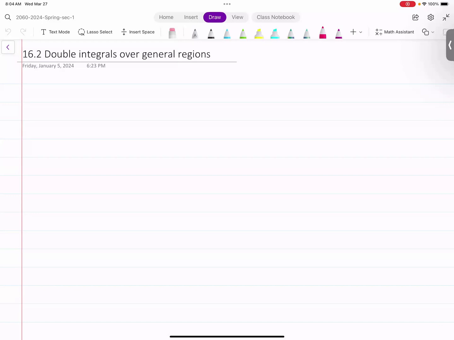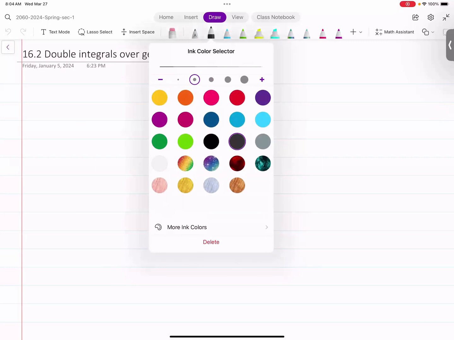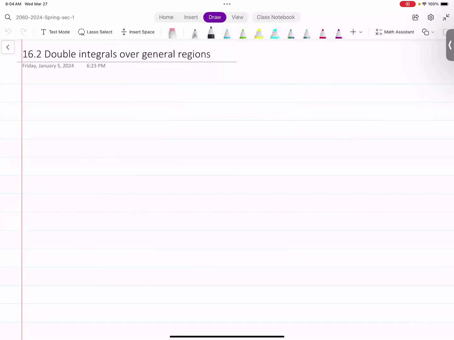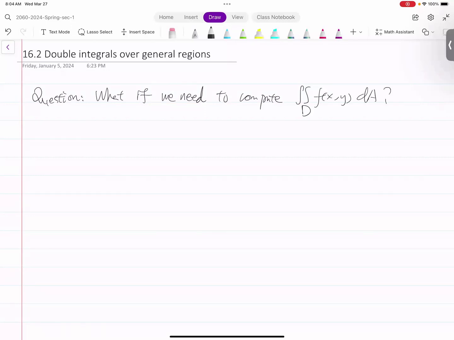All right, so now what happens if we have a general region that is not trivial? That's the main question of this section. What if we need to compute the double integral over a general region D of f of x, y, where our D is just a closed and bounded region?